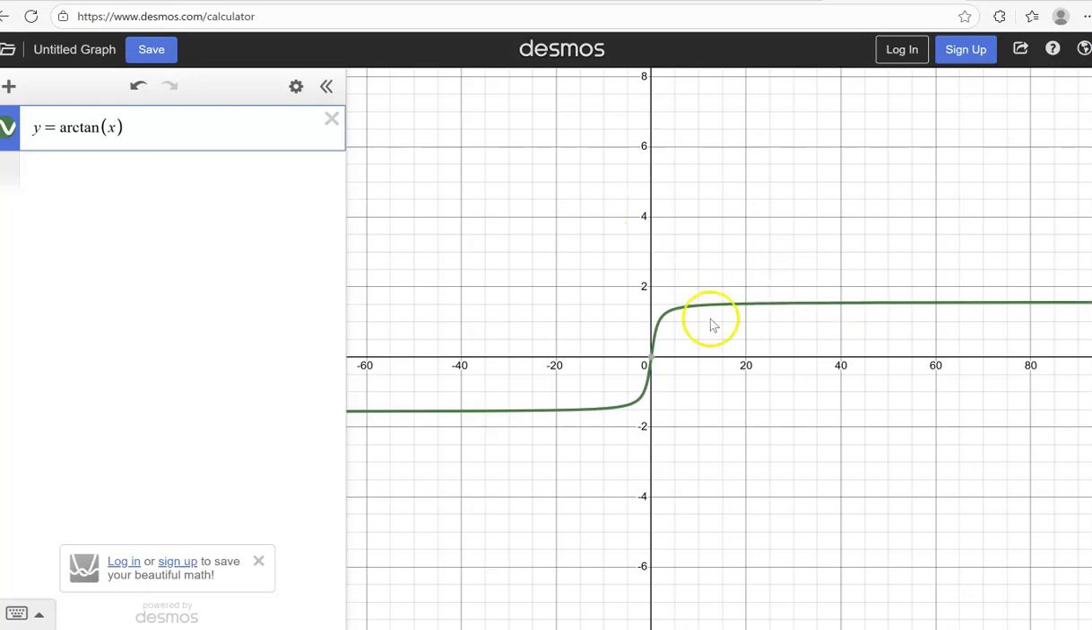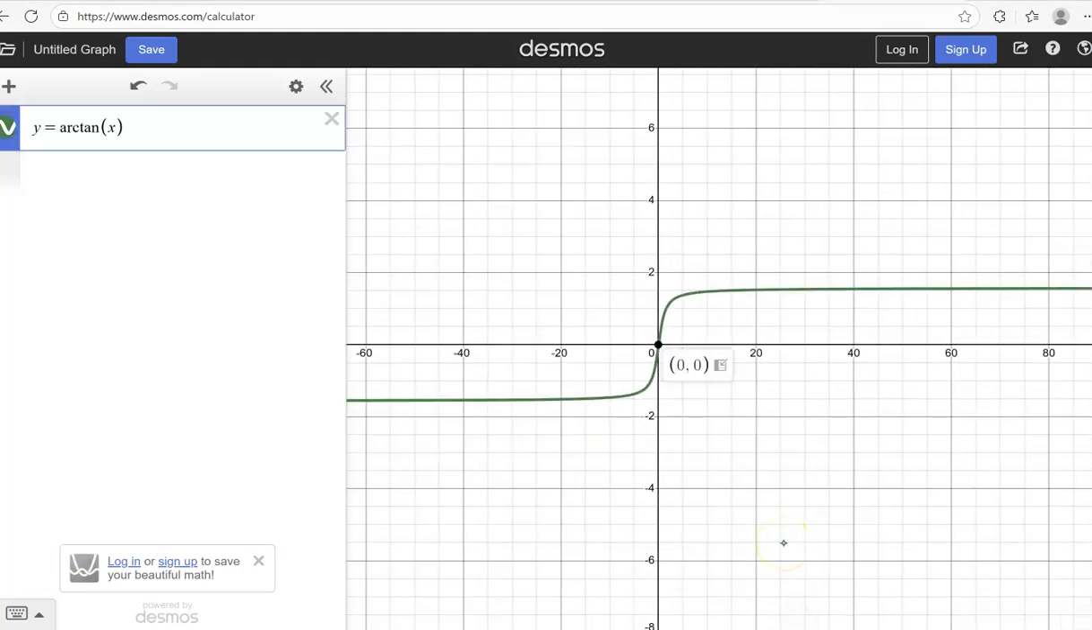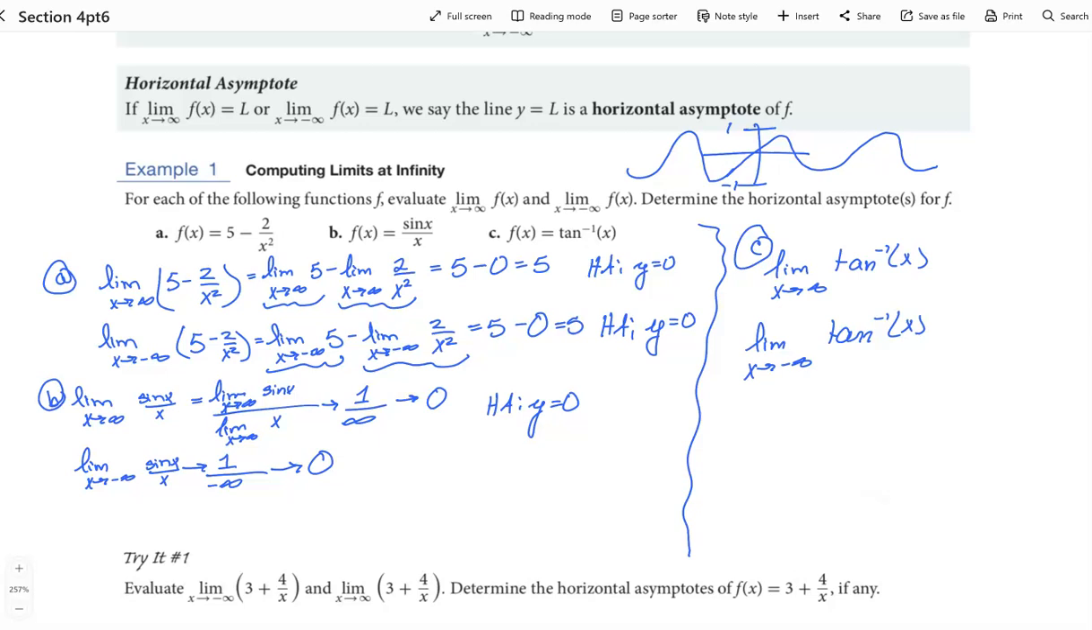So you can see as x gets larger and larger over here, we're heading towards pi over 2. And as x is getting smaller and smaller, we're heading towards negative pi over 2. So this guy is going to have two horizontal asymptotes, one at pi over 2 and one at negative pi over 2. This guy on the right is heading to pi over 2. On the left is heading to negative pi over 2.